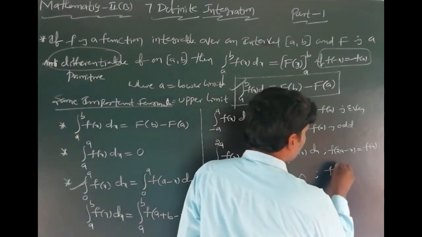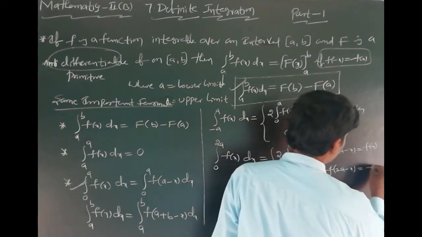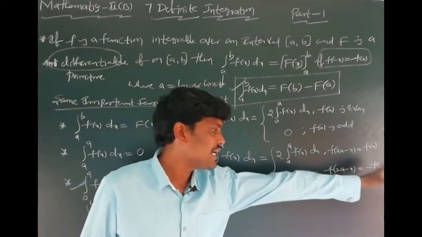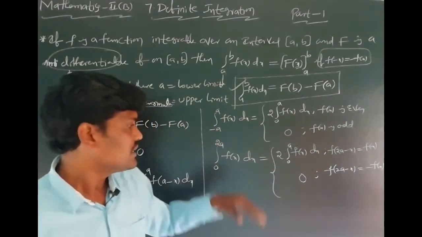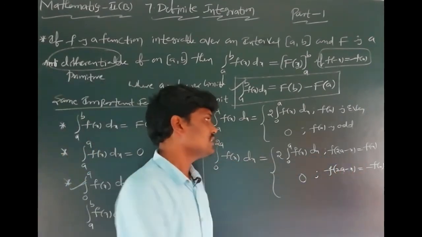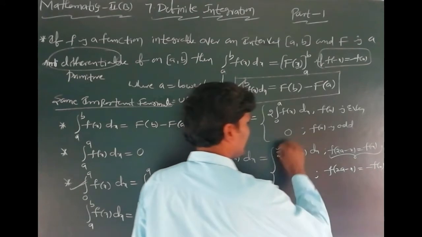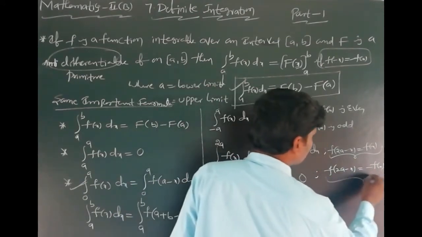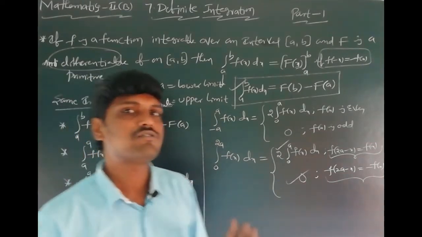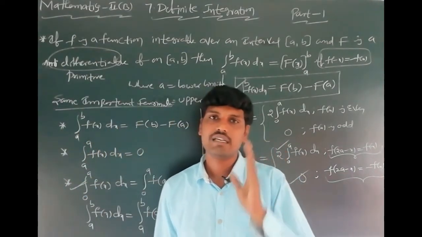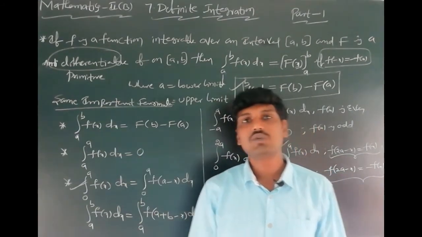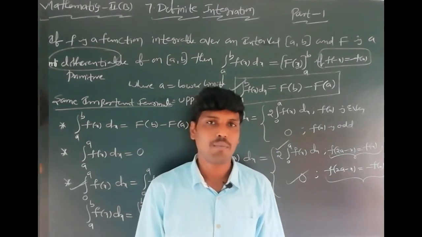The other condition is 0, where f of 2a minus x is equal to minus f of x. So this formula has two conditions. Whichever condition is satisfied, we can write the corresponding formula. This is a very important formula of the definite integration chapter. These formulas are very useful and very important.